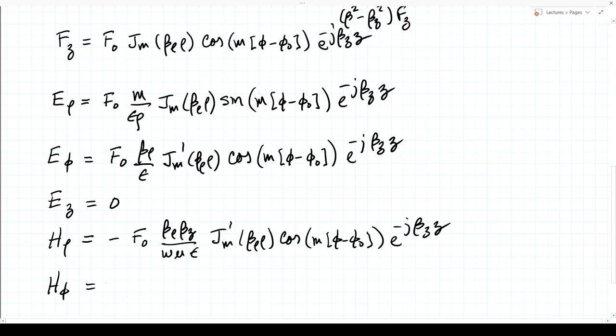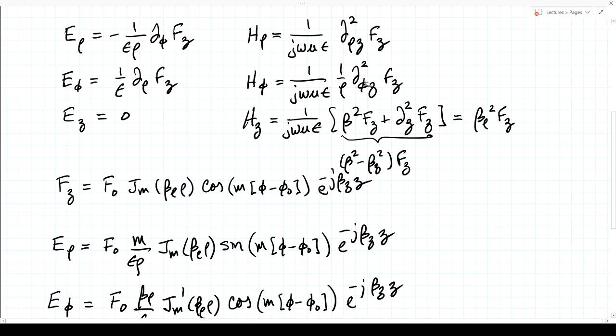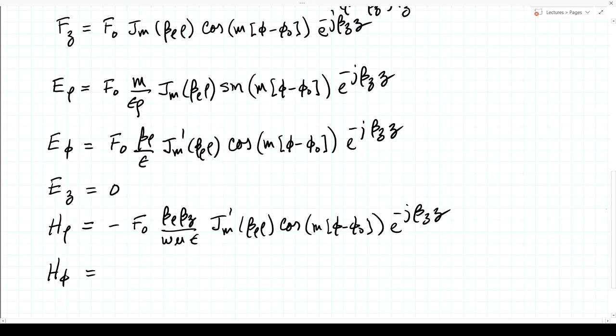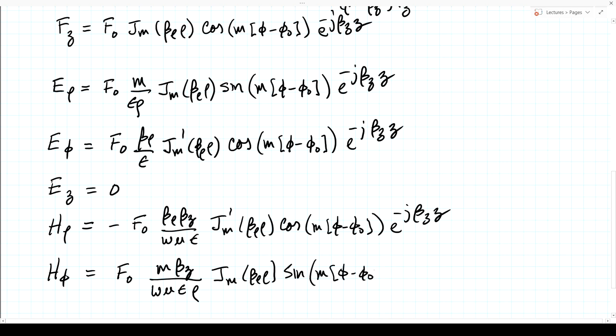Then for H phi, we have a Z derivative that brings down a minus j beta z, and that j cancels. And we have a minus sign. But then we also have a phi derivative, and that takes the derivative of the cosine, which becomes minus sine. So those two minus signs cancel and leave us with a sine there, and brings out also a factor of m. This ends up giving us F0, m, beta z, one from the phi derivative, one from the Z derivative, over omega mu epsilon, 1 over rho, JM beta rho rho. We had a phi derivative, so we've got sine here, m phi minus phi 0, and our z dependence.